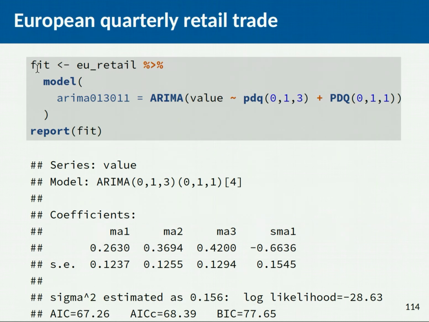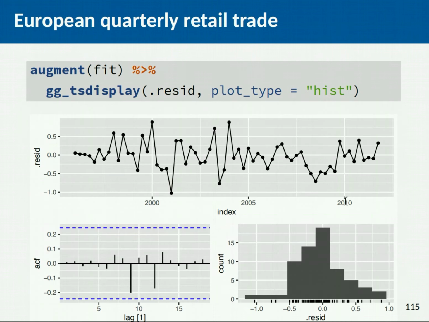You can model this, and you can take a look at what happens to the residuals when you have such a model. So you can say model ARIMA. This is a nice way to name the model so you know what you're doing. ARIMA with PDQ 0,1,3, and then PDQ for the seasonal component is 0,1,1, and then you see that the AICc is 68.39. So you can estimate a variety of models and see which one gives you the lowest AICc.